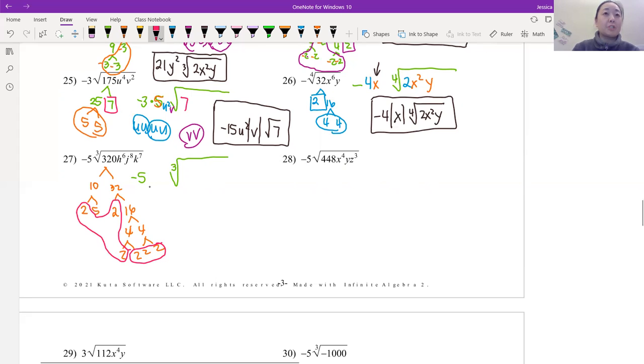So 2 times 2, which is 4. So let me just times that by 4. And then I have just my 5 left over. Didn't miss anything else. There's my 5. Don't have a negative, so okay, good. I know I keep on forgetting those negatives.